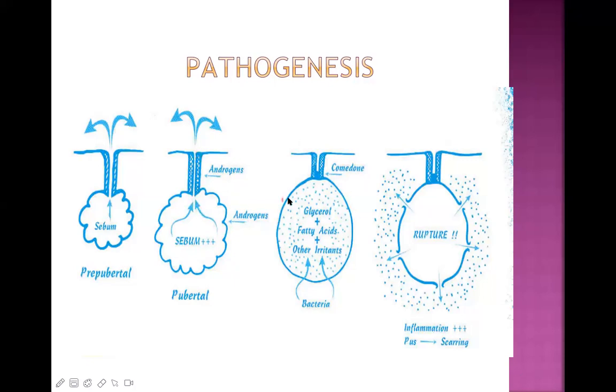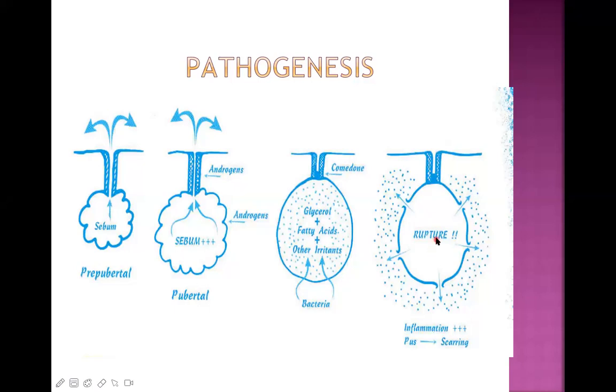But all the problems start once this opening is blocked because of flaking or because of excessive keratosis. Now there is over distension of the gland, and the bacteria will be attracted there. This bacteria will degrade the fatty acid product, or the fat, and different irritants will be formed which will lead to inflammation. Once it reaches a particular size, it will rupture.